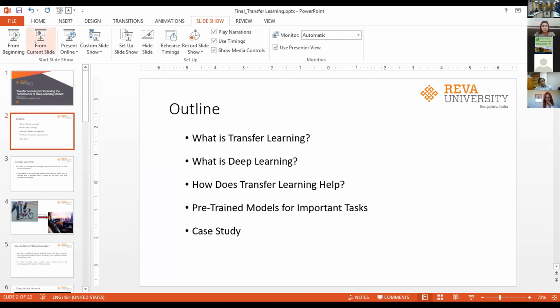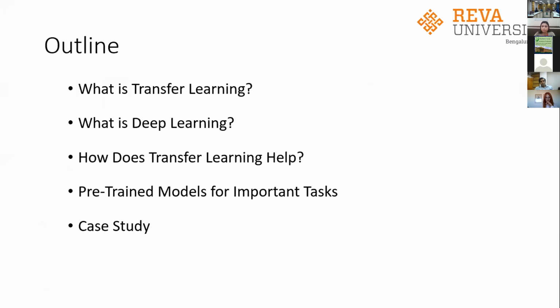A brief outline of this talk is going to be like this. We'll consider what transfer learning is, and then we'll see how it relates to deep learning, how it improves deep learning, what are some existing models that can be used in transfer learning. And then there is a case study which we have done here at Riva University in order to prove by research the results of deep learning.